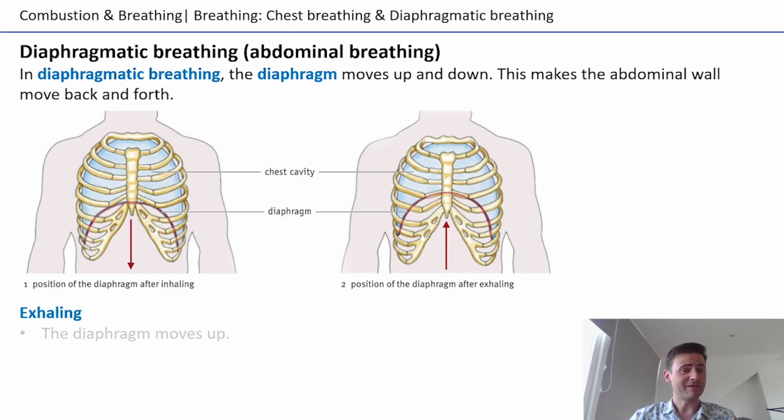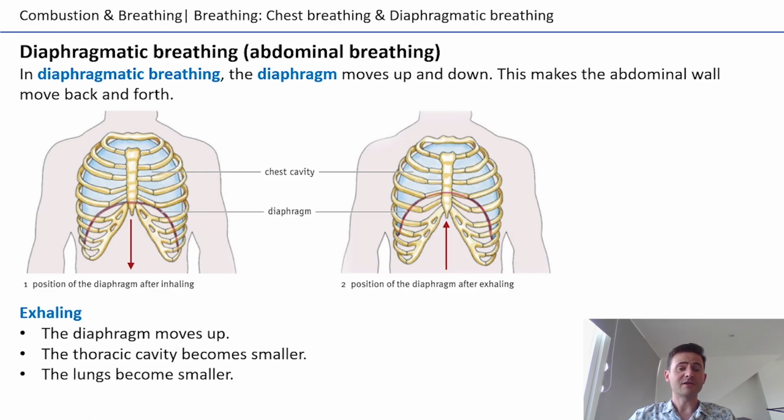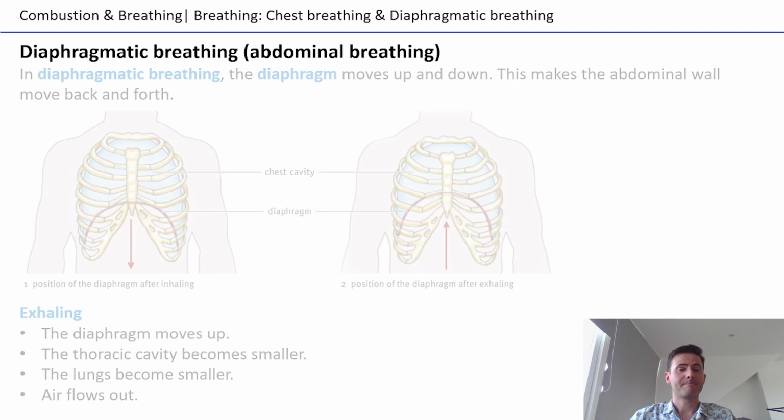And when you exhale, the diaphragm relaxes and moves back up. The chest cavity or thoracic cavity gets smaller. The lungs shrink and become smaller, and air flows out again.